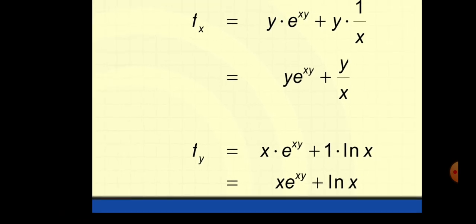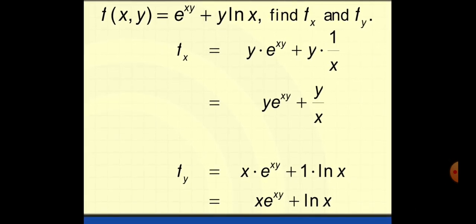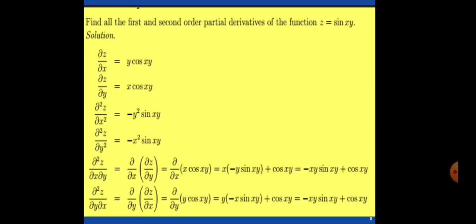For the second one, we wanted to find the derivative here with respect to y, so x is a constant. The derivative of e to the power xy is e to the power xy times the derivative of the power with respect to y, and derivative of y is 1, so you have to write x. Here derivative of y is 1 and ln x is a constant, and this is your final answer. Another example.